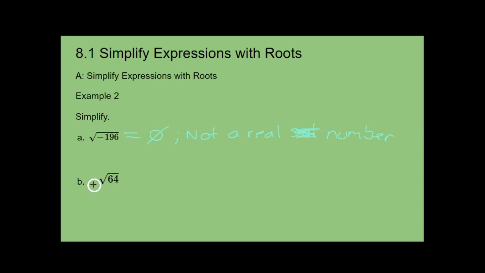Okay, so let's look at this one. Here the negative is outside, not inside, and so we can do this. If the negative is outside, we move the negative over there, and then we ask what number times itself is equal to 64, and we know that that solution is 8. So the negative square root of 64 is negative 8.